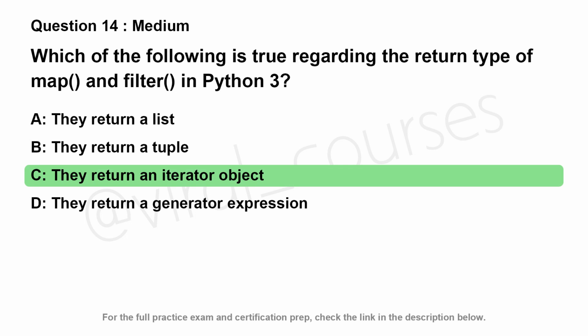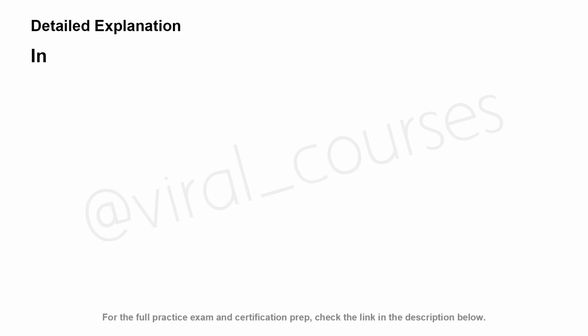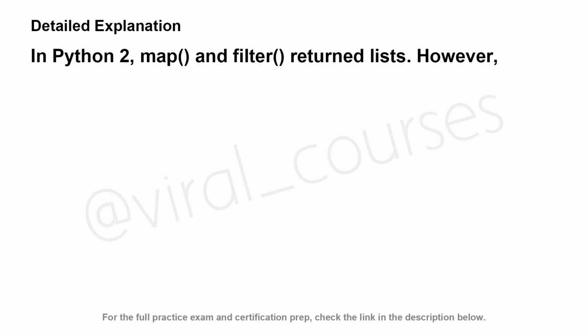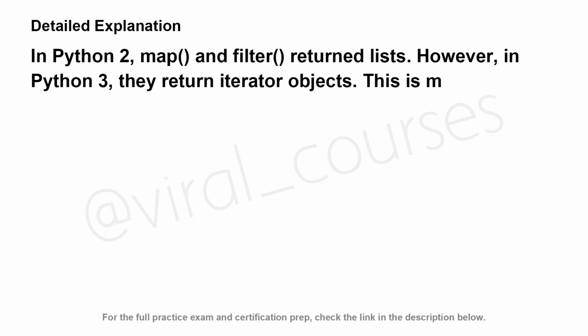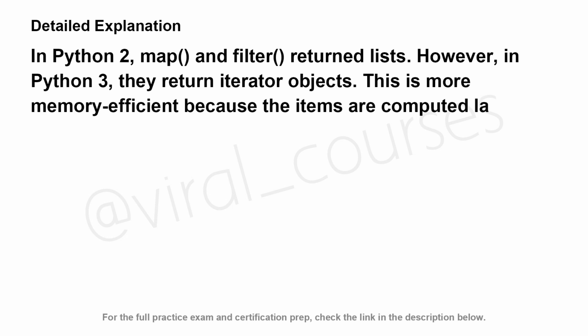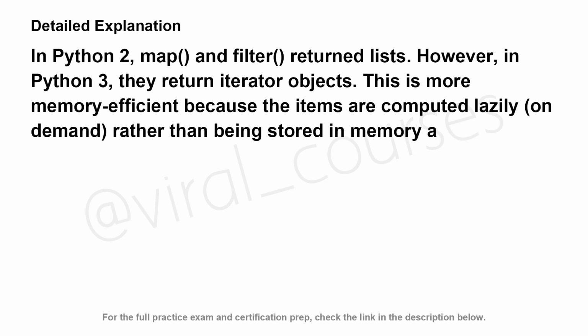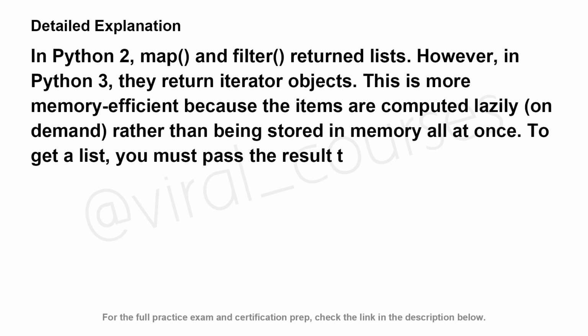The correct answer is C. In Python 2, map and filter returned lists. However, in Python 3, they return iterator objects. This is more memory efficient because the items are computed lazily, on demand, rather than being stored in memory all at once. To get a list, you must pass the result to the list constructor.